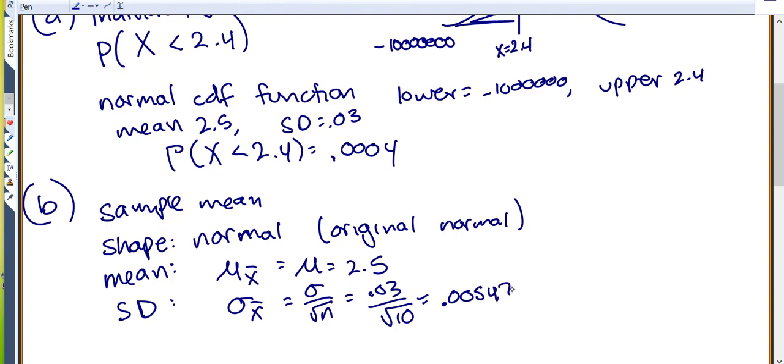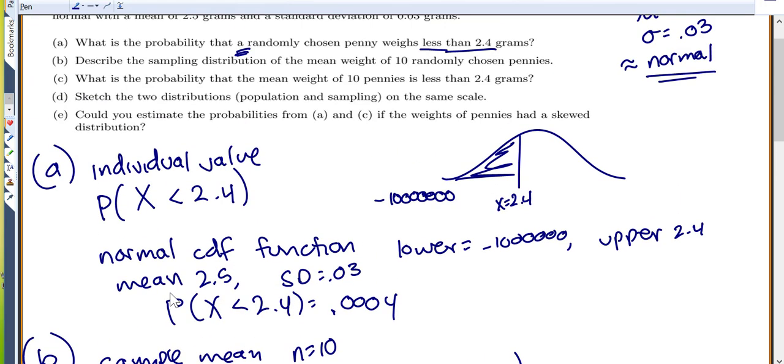So 0.03 over square root of 10 gives me 0.00547. You might notice if you look at the textbook answer, they accidentally put over square root of 30. There's no reason for this. This is just a typo for them, or maybe they changed it between editions. So kind of ignore that. This is the correct answer because they did say our sample size was 10. We want to take a sample of 10 pennies. Okay, so that's your sampling distribution.